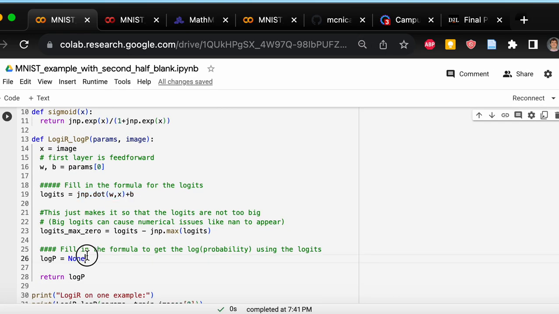And then we're going to calculate the log of the probabilities. So I just gave you the formula for the probabilities. And the formula for the probabilities is precisely the exponential of the logits divided by the sum of the exponential of the logits. That is the formula for the probability. This function is asking us to please compute the log probability. So we're going to take the log of this formula. And when you take the log of this formula, something nice happens.